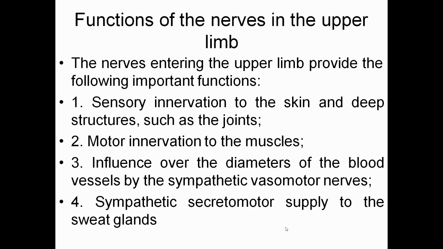First we will see the function of the nerves present in our upper limb. The nerves entering the upper limb provide the following important functions: sensory innervation to the skin and deep structures such as the joints, motor innervation to the muscles, influence over the diameters of the blood vessels by the sympathetic vasomotor nerves, and sympathetic secretomotor supply to the sweat glands.